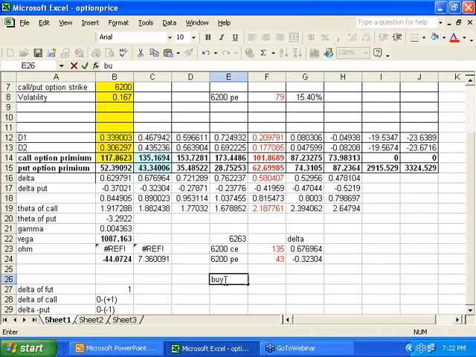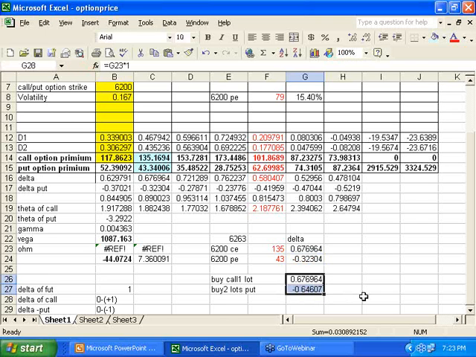If I am buying one lot of call option, my net delta is 0.6769. If I am buying two lots of put option simultaneously, my delta stands at almost zero level. So I am at 0.030, almost zero level. I am bringing it into my strategy. So I have bought two put options and one call option, and this has resulted in an almost neutral point of the delta.